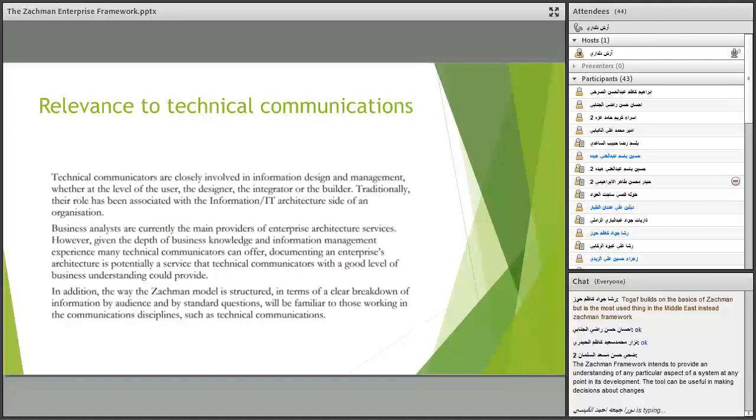So business analysts are currently providing enterprise architecture frameworks. These are the main providers of these services.